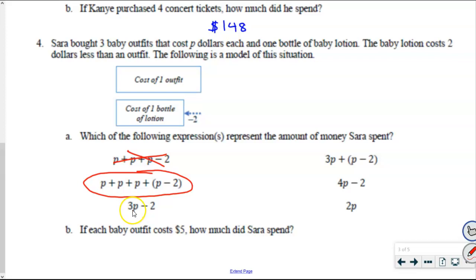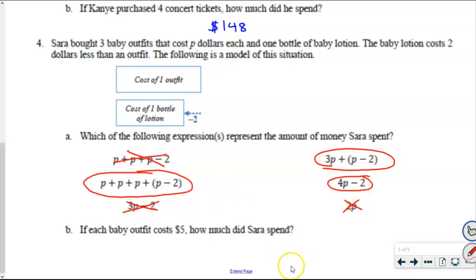But that tells me that 3P minus 2 is not going to work because that's the same as up here. That's just the 3 outfits and then randomly a $2 off. That doesn't represent the cost of the lotion in there. This one works though because it's just adding the P plus P plus P is 3P plus the lotion. The parentheses are there just to say, hey, this is the lotion. But when I really take a look at it, 3P plus another P is 4P minus 2. So that one works. This one does not work.